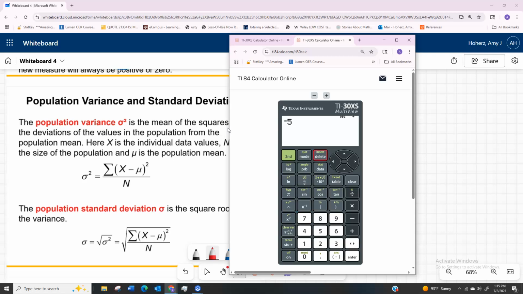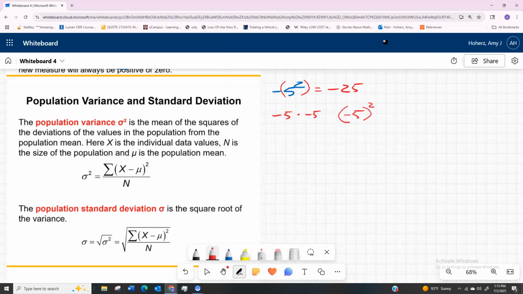Now on the Casio calculators, let me minimize this. On the Casio calculators, for a lot of these things, they will often have boxes.